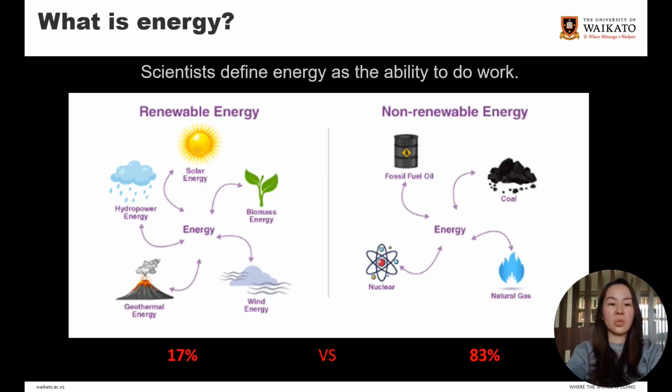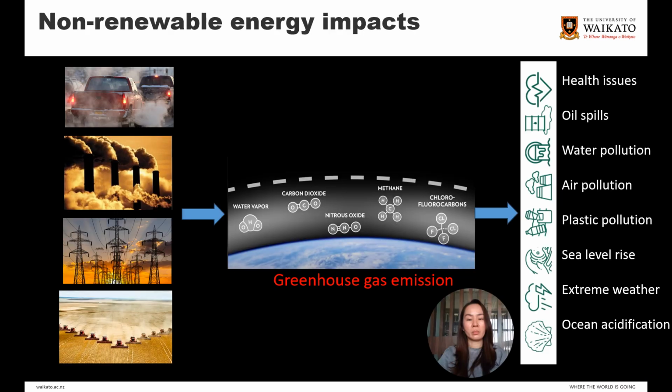So what is energy? Scientists define energy as the ability to work, which means that whatever we do in our life, we need energy. Energy is divided into renewable and non-renewable. As you can see, the renewable source only occupies about 17% of the global, and the other non-renewable energy occupied about 83% of the sources.